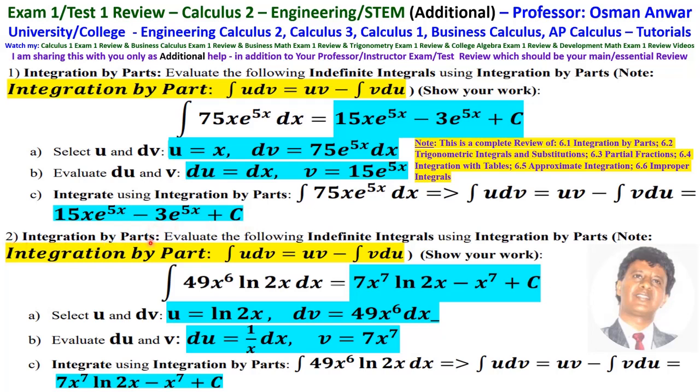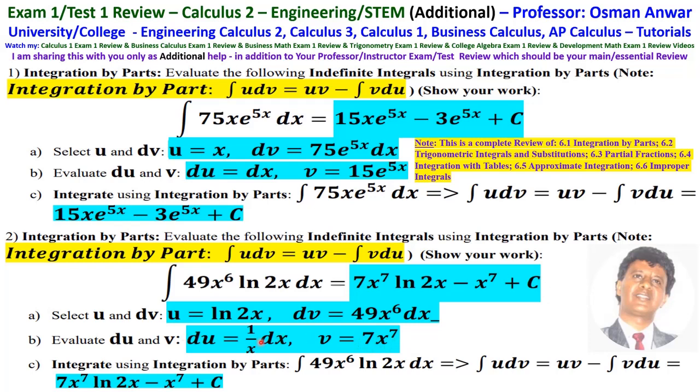Number 2 is integration by parts. Integrate 49x to the 6 ln 2x dx. We're going to select u to be ln 2x. Then dv is 49x to the 6 dx. Then du is 1 over x dx. Then v, the integration of 49x to the 6 dx, is 49x to the 7 over 7. 49 divided by 7 is 7, so this is 7x to the 7.